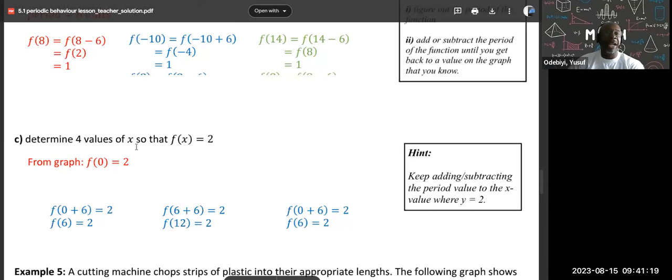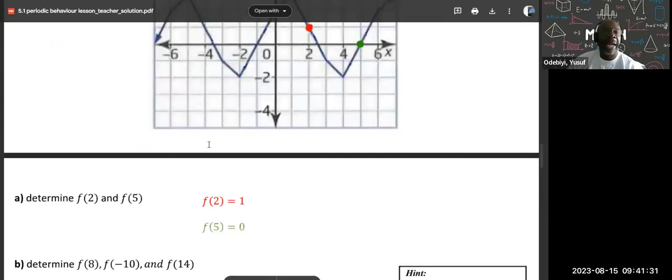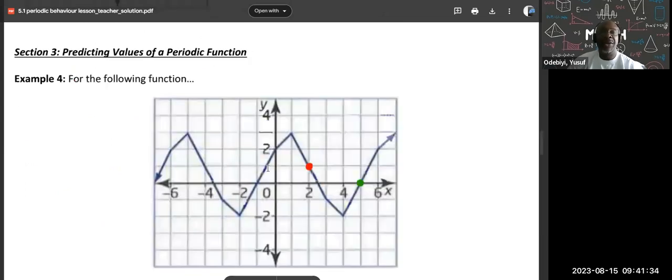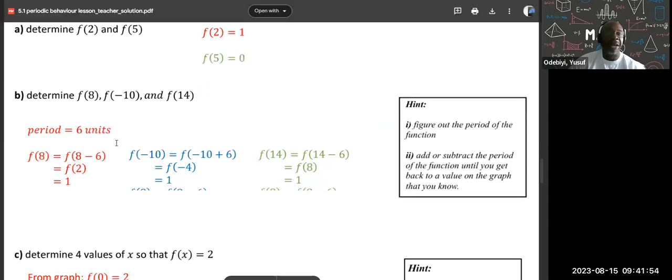So now determine the 4 values of x so that f of x equals 2. So basically we're saying here, our y equals 2, what is x? If our y equals 2, what is x? Okay, and it's saying here get 4 values. So when y is 2, let's go over here, y is 2. That means our x is 0. Our x is also 6. If I go this way, our x is -6. Okay, so it's giving you a couple here.